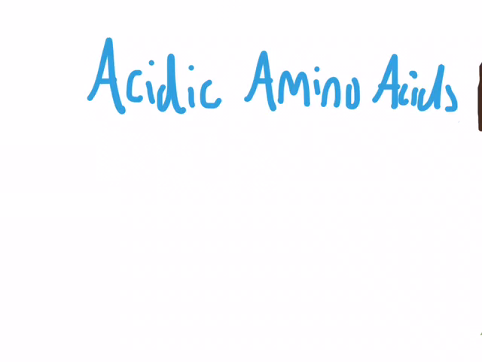So the acidic amino acids are glutamic acid and aspartic acid. These are the only amino acids with the carboxylic acid, and their pKa is about 4. The basic amino acids are going to be lysine, arginine, and histidine. Lysine has a pKa of about 10, arginine has a pKa of about 12, histidine has a pKa of about 6.